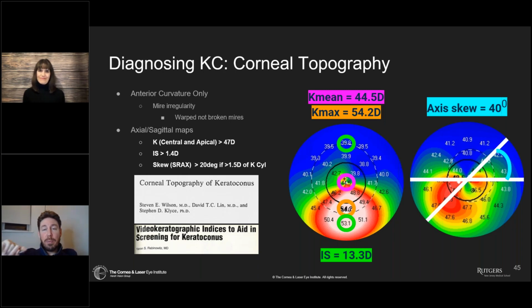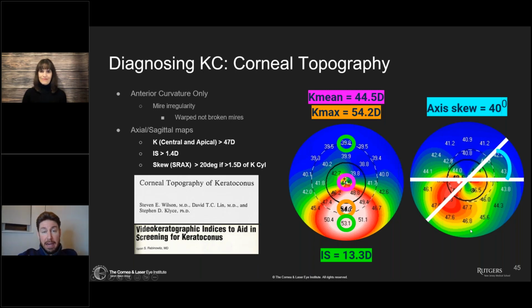If we see greater than 1.4 diopters of difference from the top to the bottom of the cornea, that is keratoconus. If we see axis skewing in a normal bow tie astigmatism, we should be able to just draw a straight line and it goes through the apices of the astigmatism. In keratoconus, we'll have some skewing of those apexes. And if we draw lines through those apexes, it'll create an angle like what you see over here.